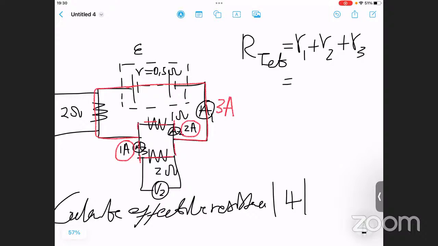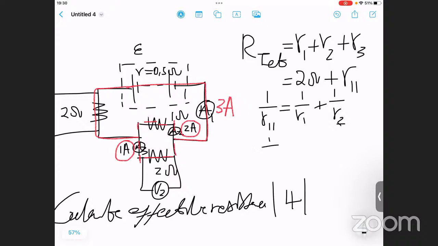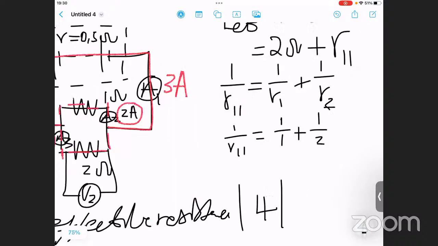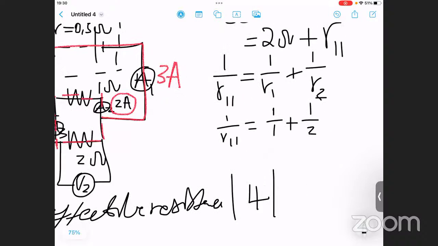We already have 2 ohms there that we need to add. Now we have resistors connected in parallel, so we are forced to use this formula to convert that connection from parallel to series. 1 over R parallel will be equal to 1 over 1 plus 1 over 2. And R parallel will be exactly that same thing, but to the exponent -1.